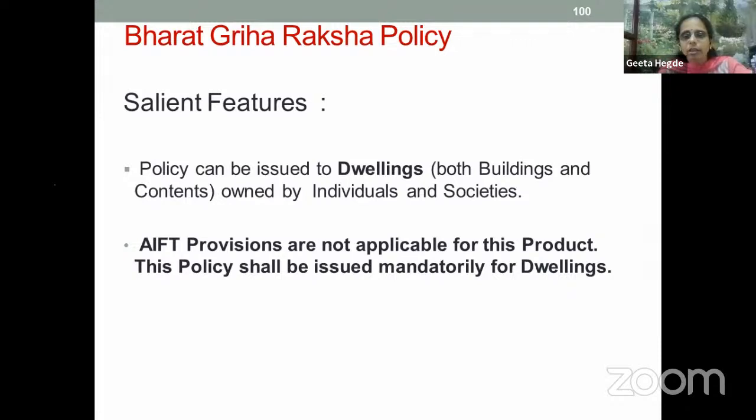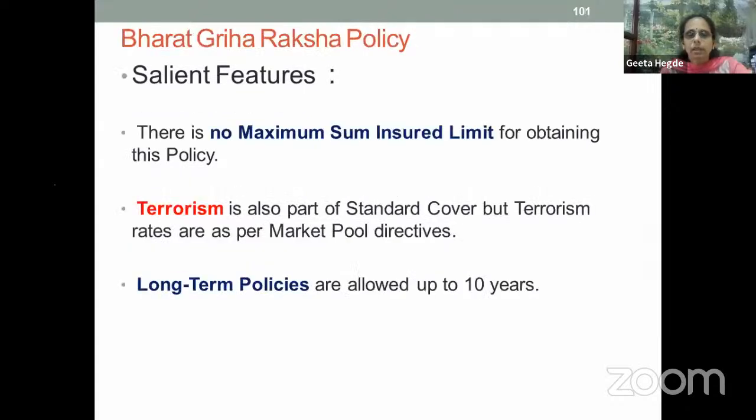AIFT provisions are not applicable for this product. This policy shall be issued mandatorily for dwellings. There is no maximum sum insured limit for obtaining this policy. Terrorism is also part of the standard cover, but terrorism rates are as per the market pool directive. Long-term policies are allowed up to 10 years. This is a major difference. Long-term policies under SFSP were allowed for more than 10 years, but now there is a capping of only 10 years.